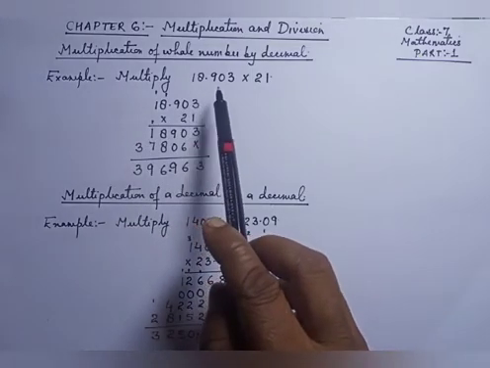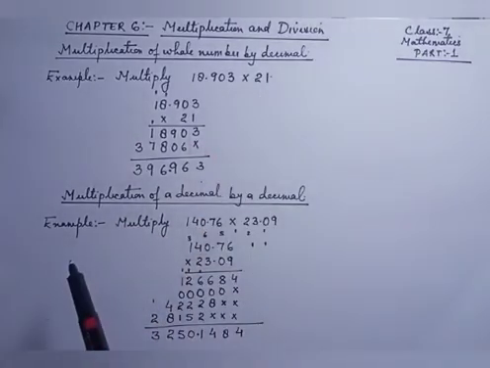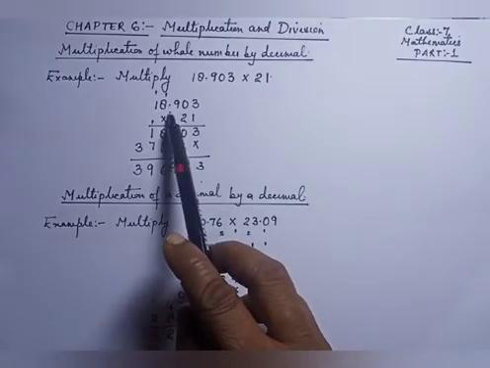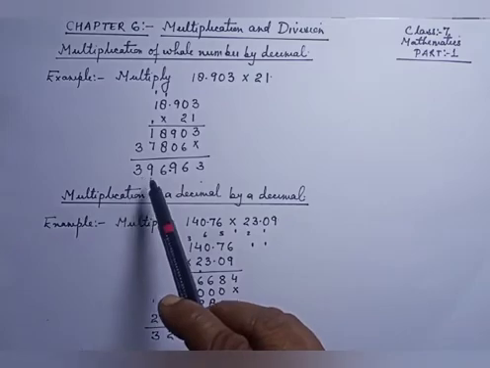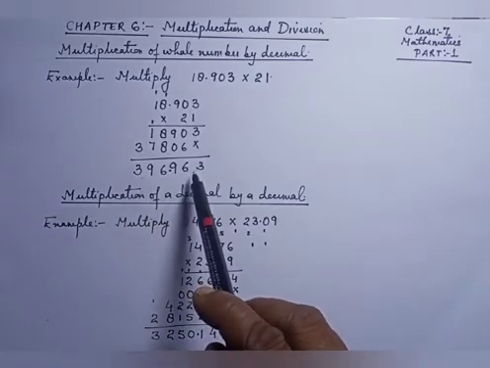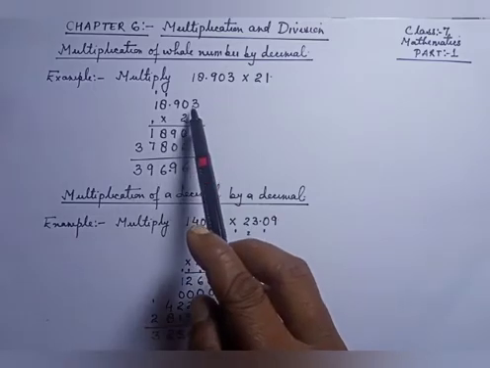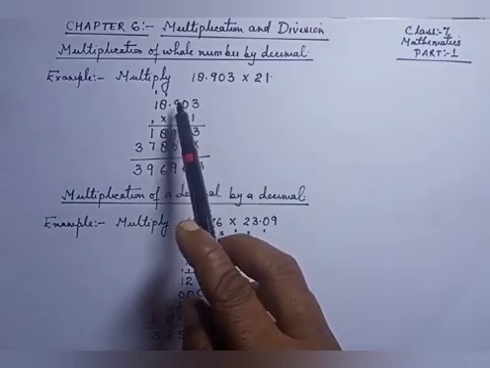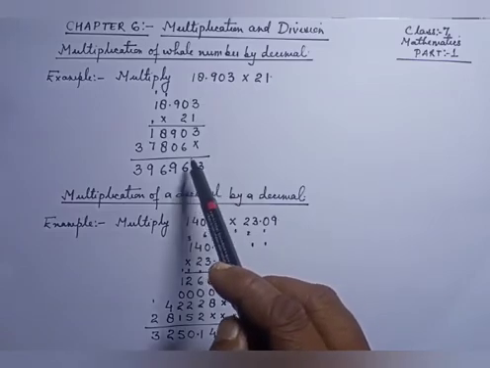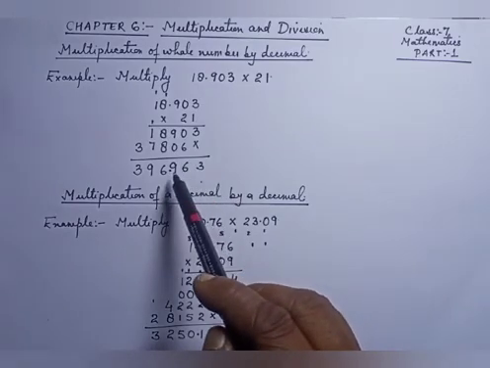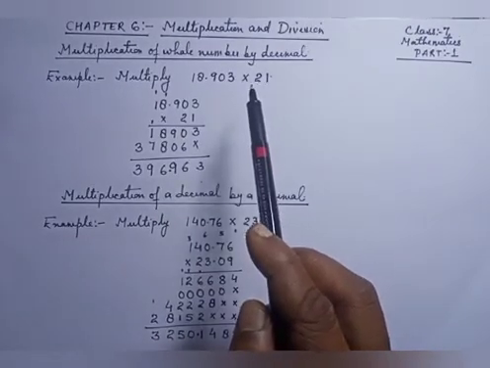Multiply 18.903 by 21. So when we multiply 18.903 by 21, we are going to get 396963. After that, you are going to count the number of decimal places: 1, 2, 3. So you are going to put the decimal after 1, 2 and 3. This is how you are going to multiply a decimal by a whole number.